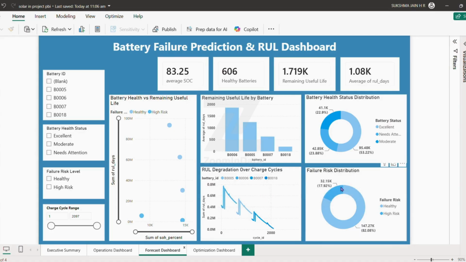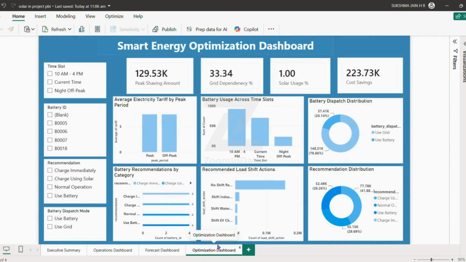Last but not the least is the failure risk distribution. This visualization separates batteries into healthy and high risk categories, allowing the maintenance team to prioritize batteries that require immediate action. Here are the filters. Users can use these filters on the dashboard for battery ID, battery health status, failure risk, and charge cycles for detailed analysis. The last dashboard is the optimization dashboard, called the Smart Energy Optimization Dashboard.